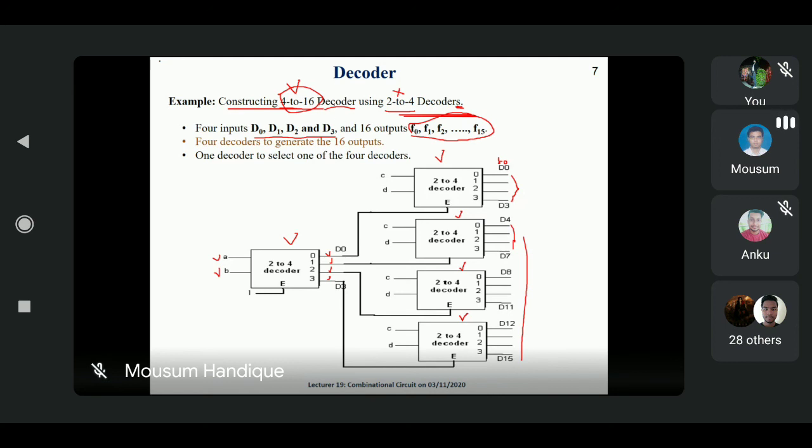So if we are using 4 decoders here, what happens? This particular condition is fulfilled, D0 to D15. If we are using the 4 decoders, then we are getting the output D0 to D15. Then what is the meaning of this other decoder, this particular decoder?